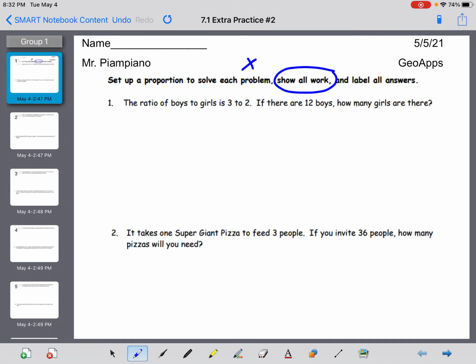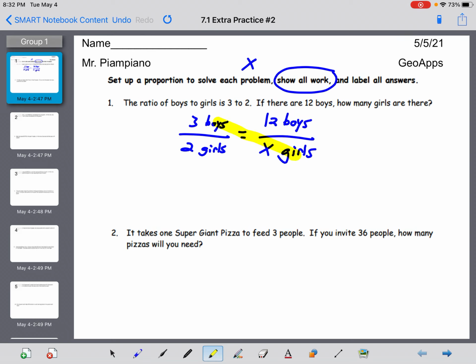The ratio of boys to girls is 3 to 2, so 3 boys for every 2 girls. Okay, if there are 12 boys, how many girls are there? We'll call that x. Do your cross multiplication. 3 times x is 3x. 2 times 12 is 24. Divide both sides by 3, and x is equal to 8.